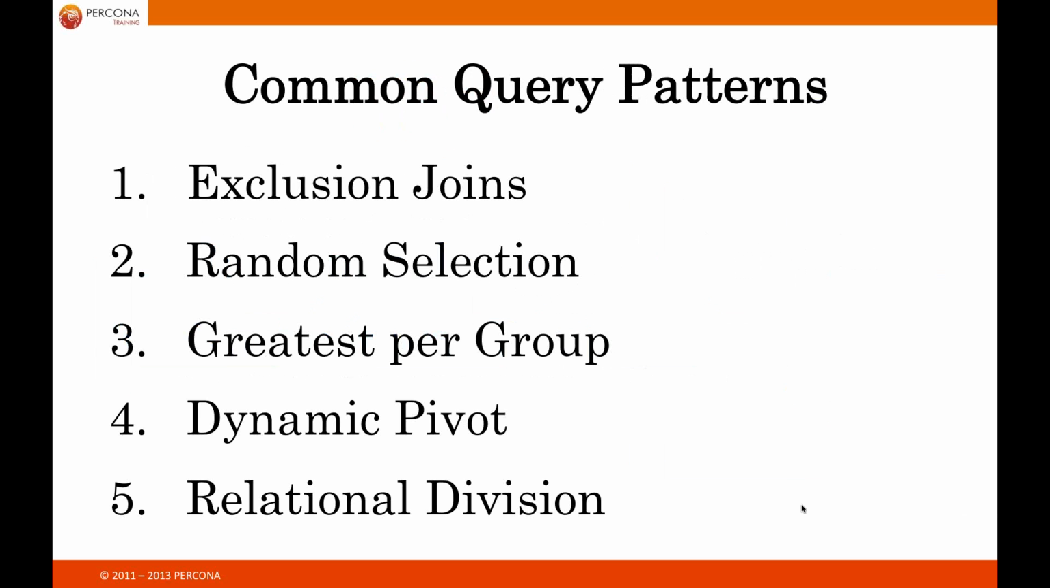The query patterns, some of the frequent ones that I see come up on internet sites and in our customer applications that we do audits for at Percona, fall into these categories: exclusion joins, random selection, greatest per group. That's actually one that's very popular on Stack Overflow. I created a new tag for that, greatest per group, and now it has over 600 questions, everybody asking about variations of that pattern. Dynamic pivot and relational division.